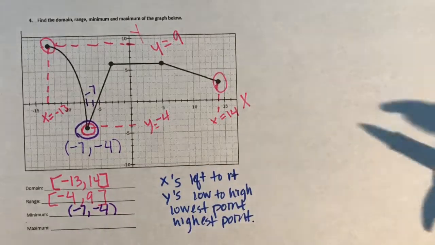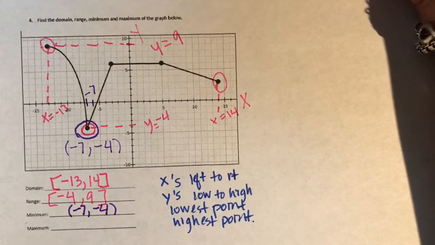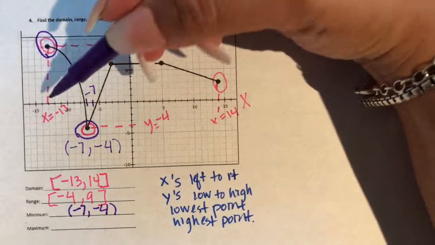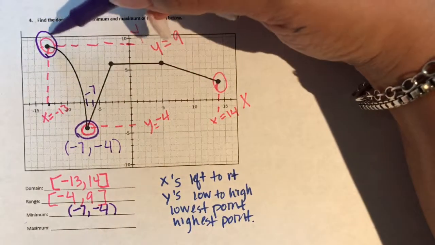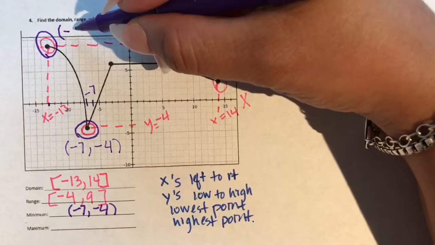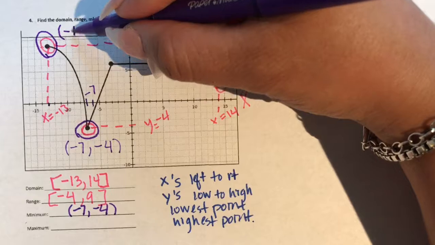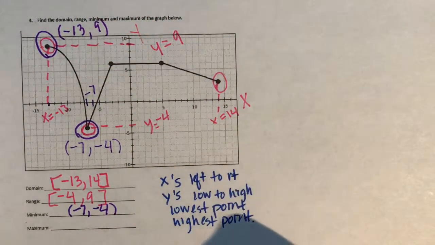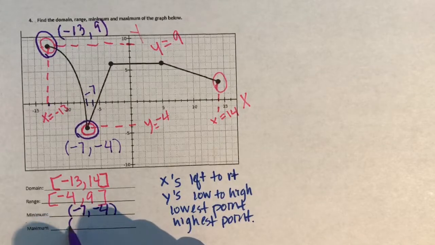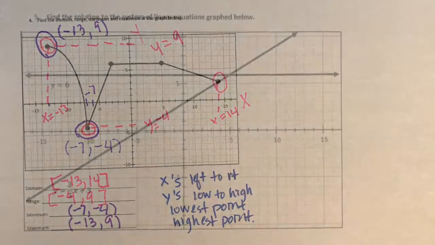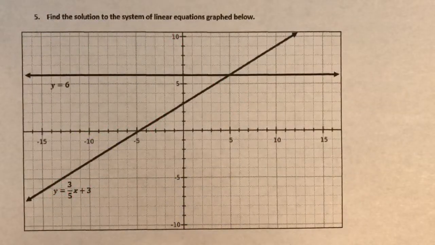And we're going to look at my maximum, which is my highest point. And that's already circled for me. So kind of want to notice that your minimum and maximum will already be identified. You're not looking for new points. So my maximum is going to be negative 13, comma 9. And that's number 4. Number 5, find the solution to the linear equation graph below.